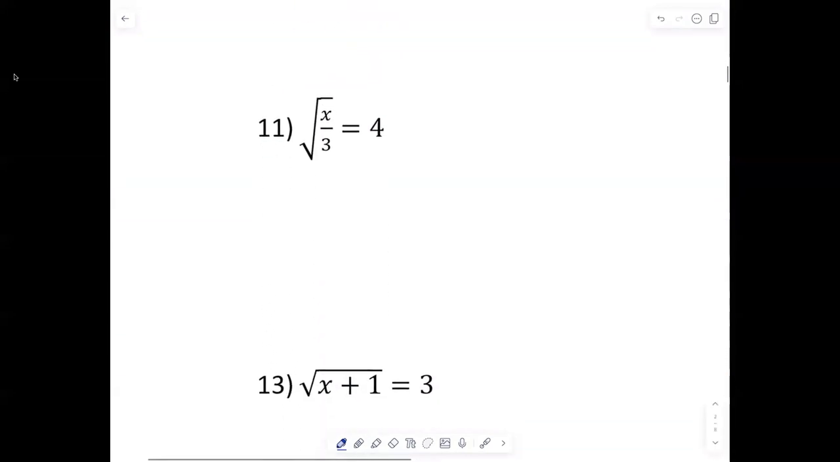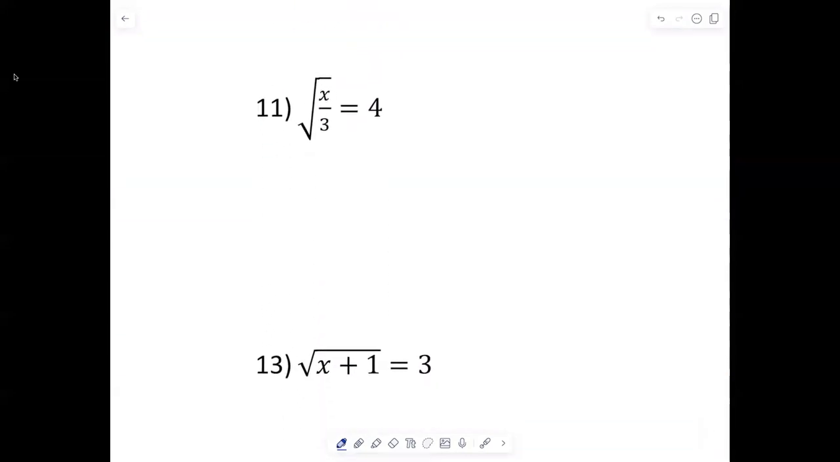All right. We go next. Now, number 11. Again, it's already isolated. So now I just square both sides. So I get x over 3 equals what? 16. Come on, guys. 4 squared is 16. You don't need a calculator for that. Now we're undoing dividing by 3. So we what? Multiply by 3. So anybody know 16 times 3? 48.